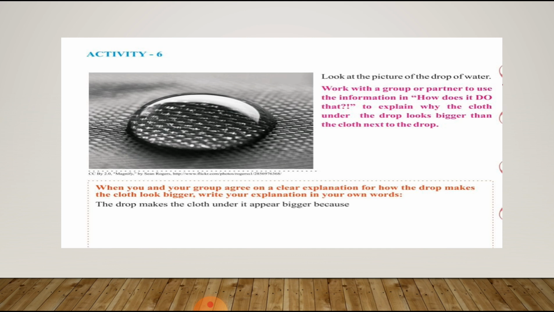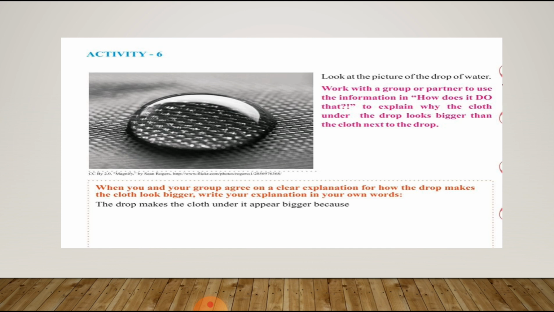Although the smaller drop magnifies more, there is less area that can be seen. In this way, less area will be seen by us. So you understood how the cloth under the drop appears bigger, and I have given this answer in the notes also, so you can read it.